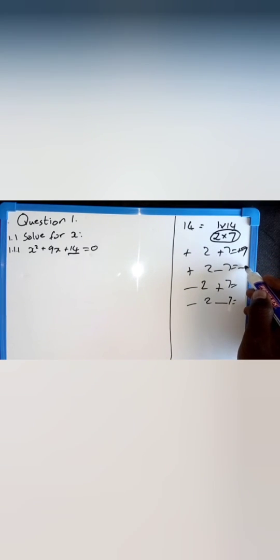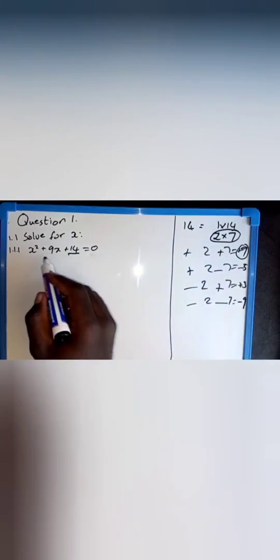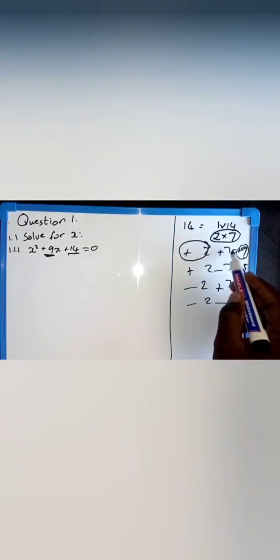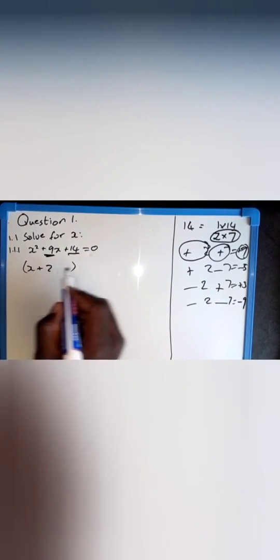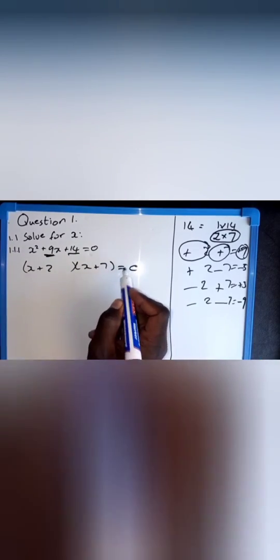This will give me negative 5, and then positive 5 and negative 9. We are looking for what? Positive 9. So we'll take our positive 2 and positive 7. So, to open our bracket, x plus 2, x plus 7 is equal to 0.